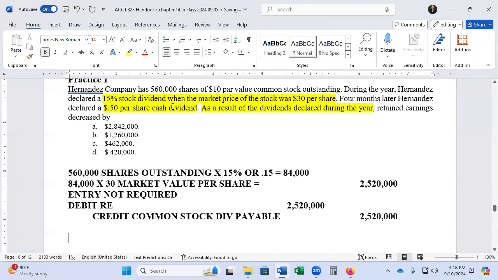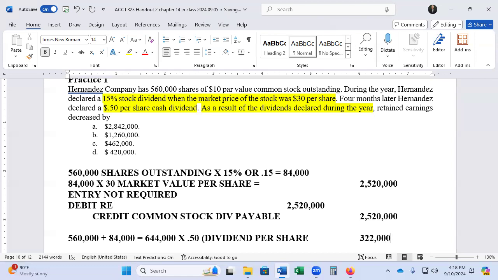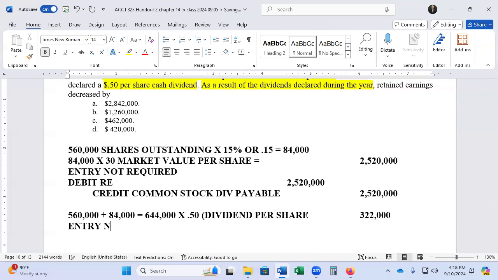We have 50 cents per share. So we started out with 560,000. We added 84,000. And so that gives us a number of shares of 644,000, which we're going to multiply by 0.50 because that's our dividend per share. And so that amount is 322,000. Yeah, that's right. And so again, the entry, not required, would be debit retained earnings for 322,000.